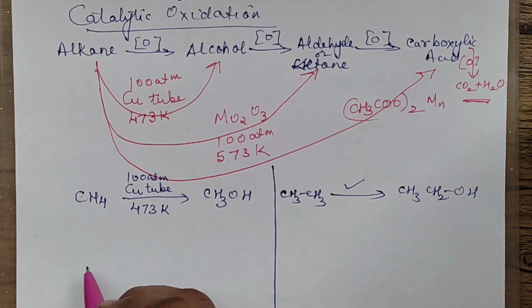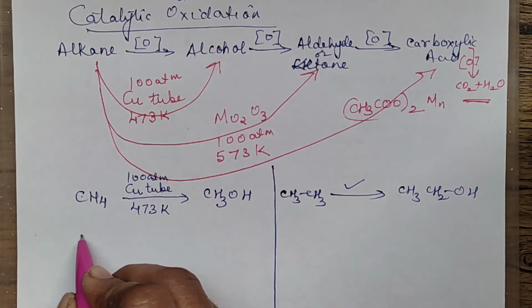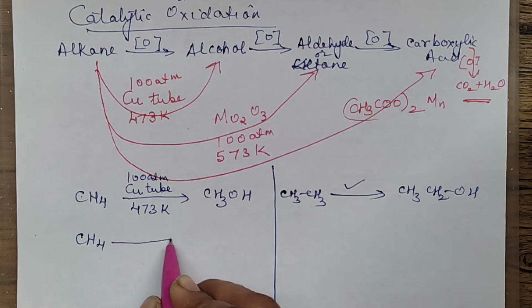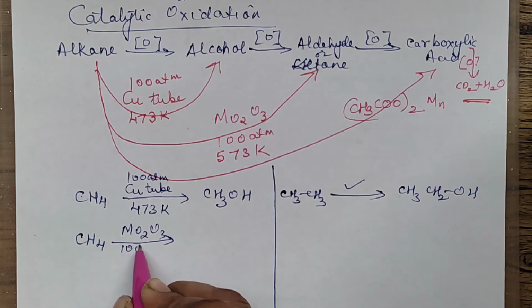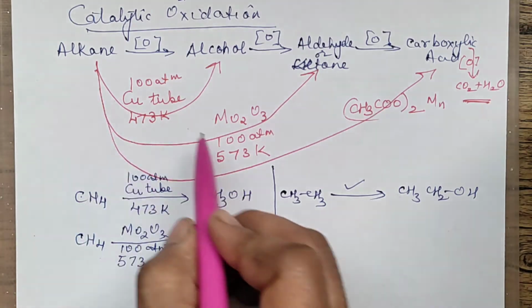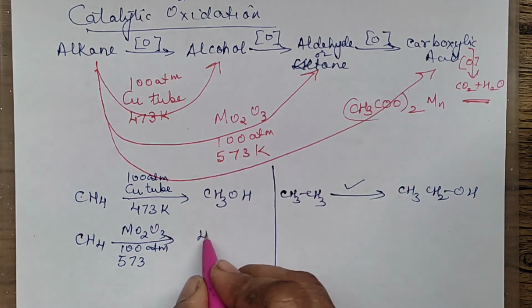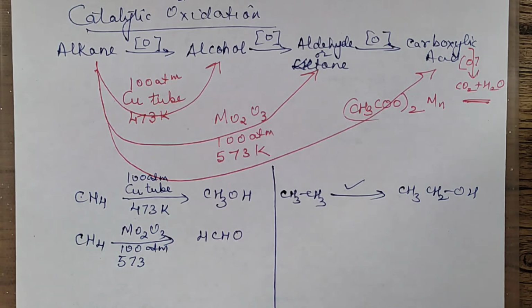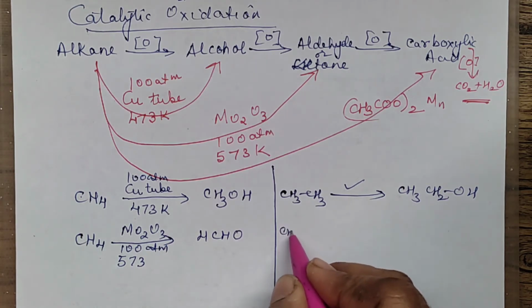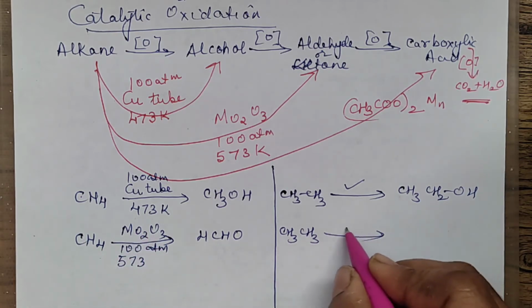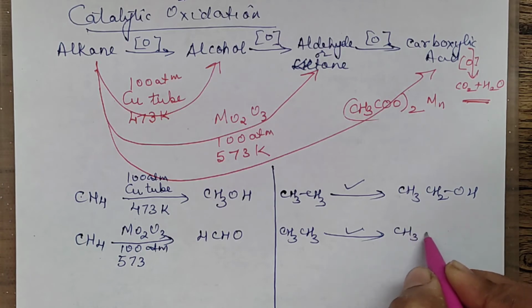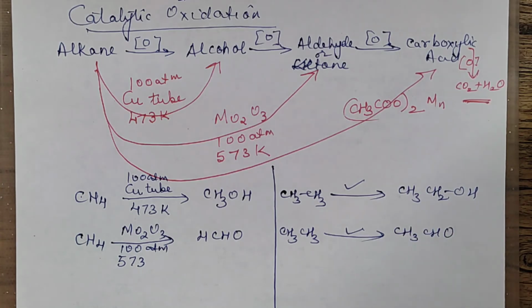If you were given here methane and the catalyst you were given as molybdenum oxide and 100 atmosphere and 573 Kelvin, then this will form aldehyde. That means you will get 1 carbon aldehyde, that is methanal will be obtained. If you use ethane and use the same molybdenum oxide, the same catalyst, then you will be getting 2 carbon aldehyde. I hope the point is clear.